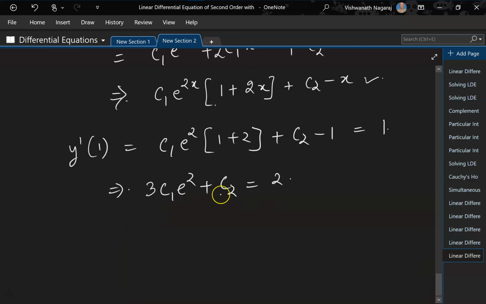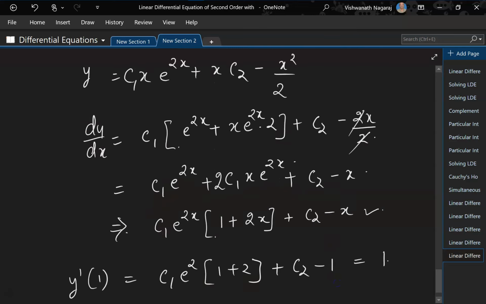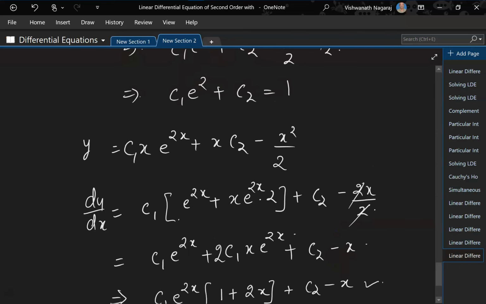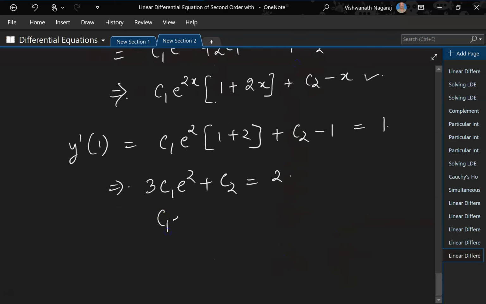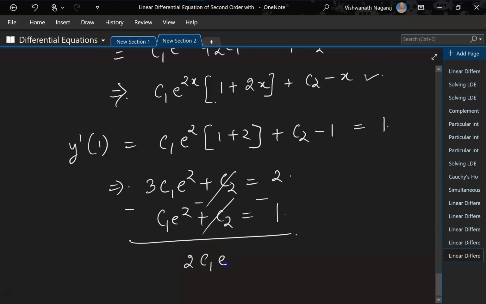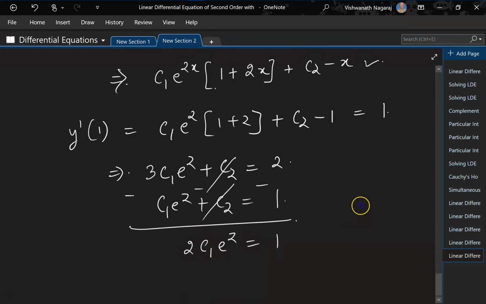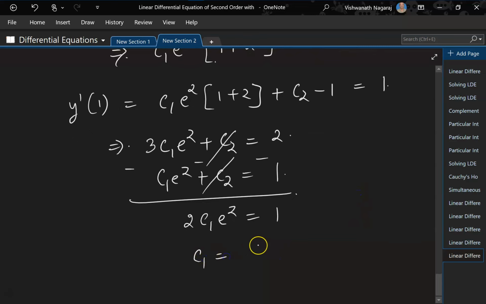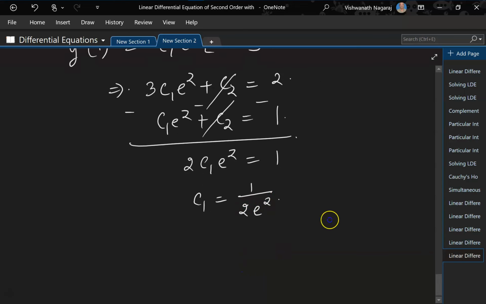So this is one equation. The previous equation is what? That is this one, c1 e square plus c2 is equal to 1. Now c2 is the same, so subtracting, c2 cancels out, and we are left with 2 c1 e square is equal to 1. So c1 is equal to 1 by 2 e square. So we have got c1.